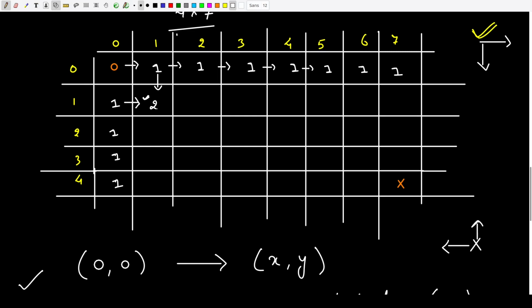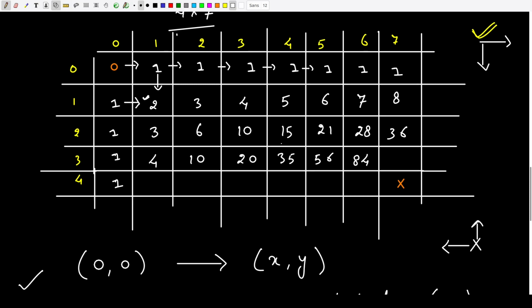Similarly, the total number of paths over here will be 2 plus 1, which is equal to 3. Here it is 3 plus 1, 4, 4 plus 1, 5. Similarly, this is 6, 7, and 8. Now over here, the total number of paths, again following the same logic, will be 2 plus 1 equals 3, 3 plus 3 equals 6, 6 plus 4 equals 10, 10 plus 5 is 15, and so on. So in this way, we will be able to populate this DP table.